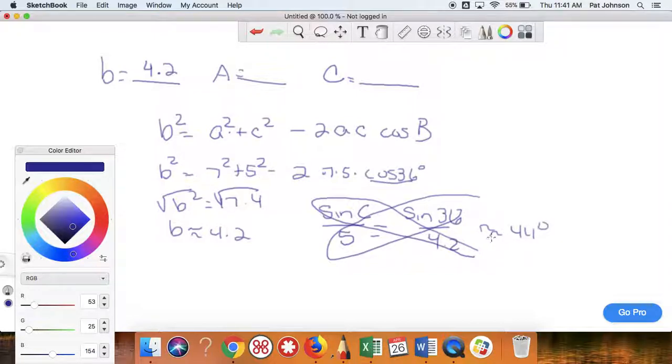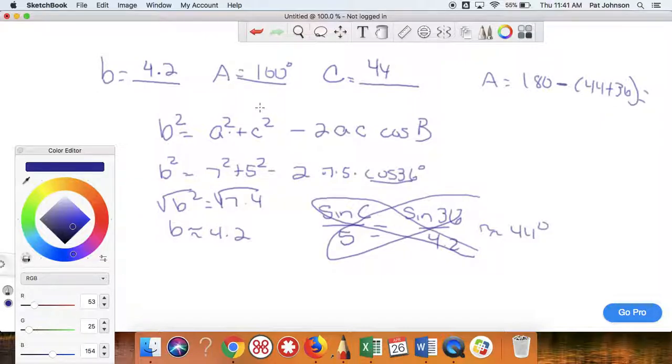We get approximately 44 degrees. So this is going to be C, 44. Now how do we find the measure of angle A? It's going to be 180 minus 44 plus 36, which equals 100 degrees. Now we've solved the triangle.